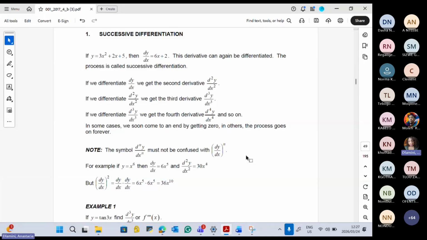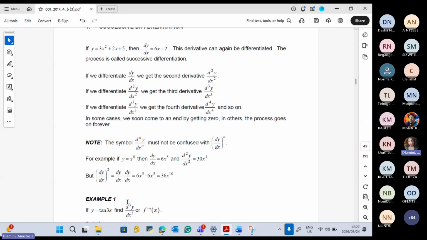So you see example 1 says find which derivative is this? It's the third derivative, isn't it? Yes. And then I want you to find the nth derivative, f to the power of n. So I might ask it in the exam or in the assignment. I'm just giving you what I might ask and how I might ask things. Are we together?